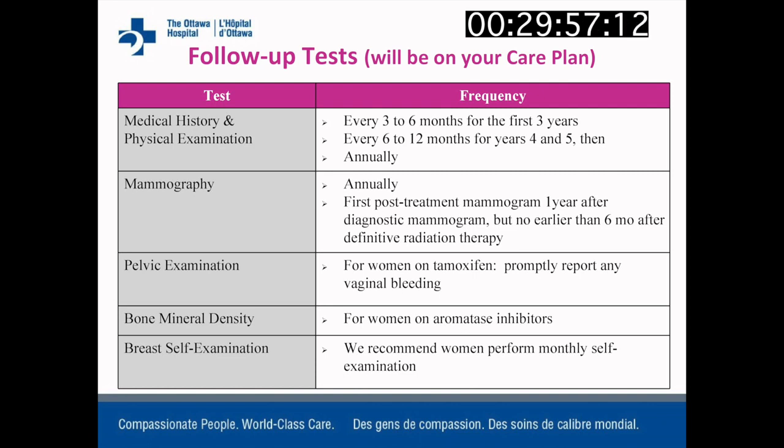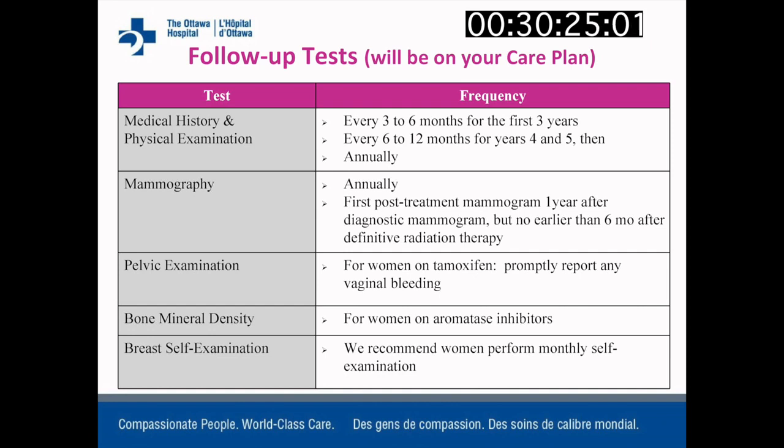For women on tamoxifen, we recommend a pelvic exam be done. However, the context of this is that for women on tamoxifen who still have their uterus and are postmenopausal or have finished their periods, they are to report any vaginal bleeding or spotting promptly to their primary care providers for follow up. Bone mineral density is on here, and for most women over the age of 60, we start screening with a bone mineral density.